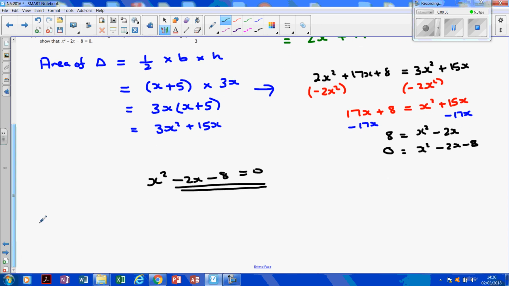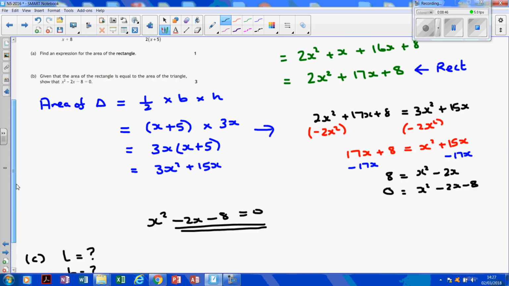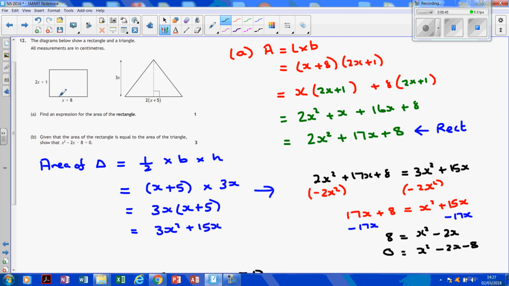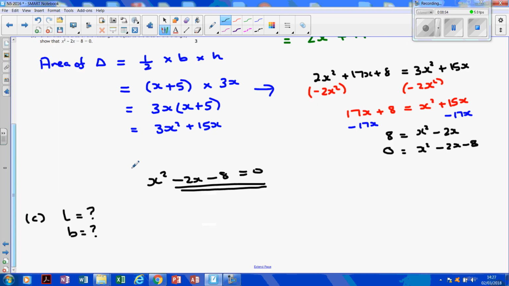Now there's another part to the question, part C, and it says we've got to find the length of the rectangle and the breadth of the rectangle. Now, if I shoot back up to the pictures, if I want to get the length of that, I need to know what x is. So I'm going to solve the equation that we've got here. Even if you don't get that part correct, you can still solve this because they gave it to us in your question.